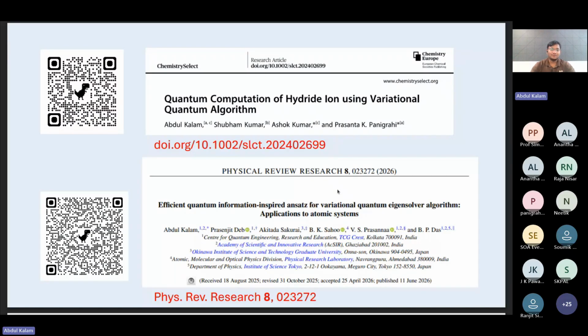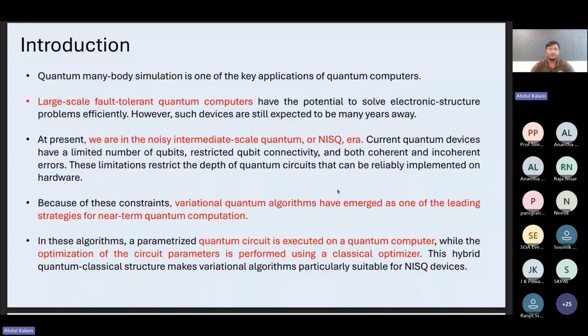The quantum many-body system is one of the key applications of quantum computers, and in principle, large-scale fault-tolerant quantum computers have the potential to solve the electronic structure problem very efficiently. But these devices are expected to be many years away. At present, the devices we have are noisy intermediate-scale quantum devices, or NISQ devices, which have limited circuit depth, limited qubit connectivity, and errors in every operation. Every single qubit to qubit gate operation comes with error. Because of this constraint, fault-tolerant algorithms are nowadays difficult to run on current hardware.